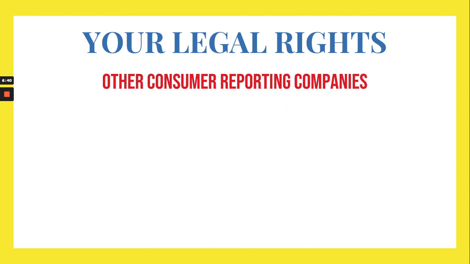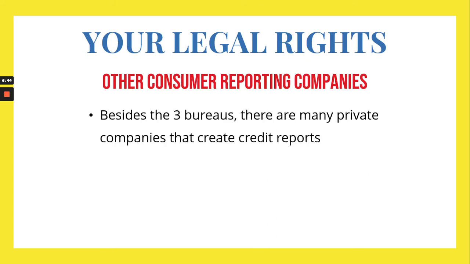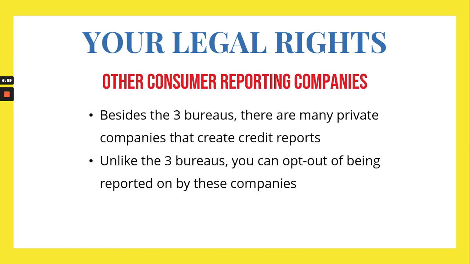So we mentioned the three main credit bureaus. There's also other consumer reporting companies out there. They are private companies that also create credit reports. And you have many consumer credit reports out there where you can request this information and get copies of it. So unlike the other bureaus, you can opt out of these agencies.